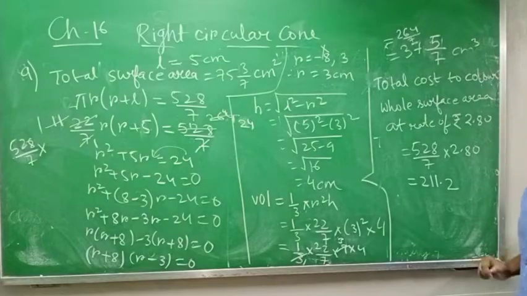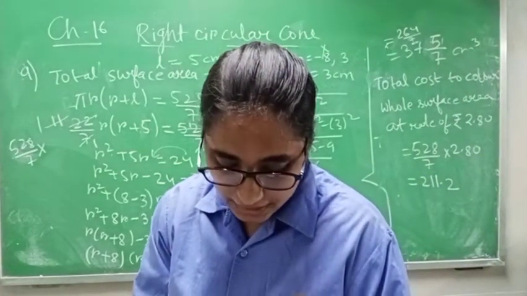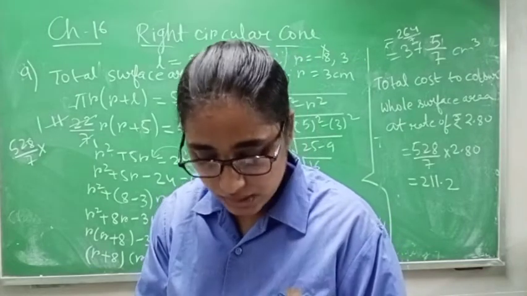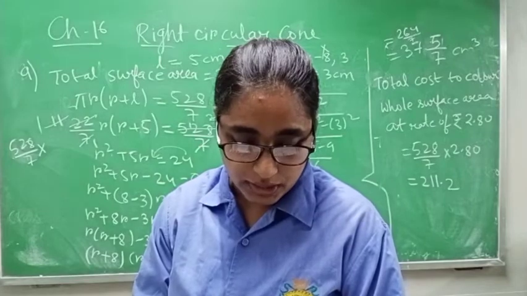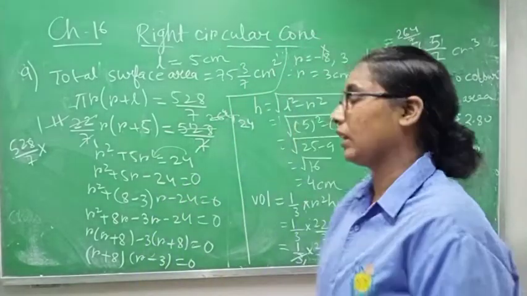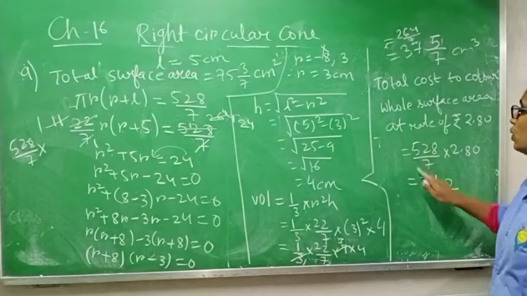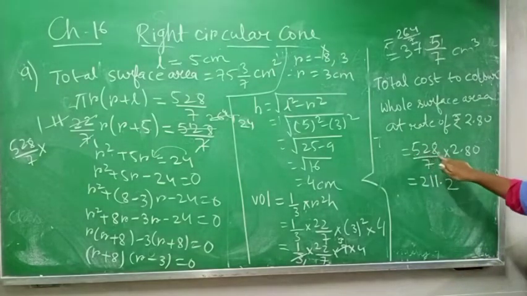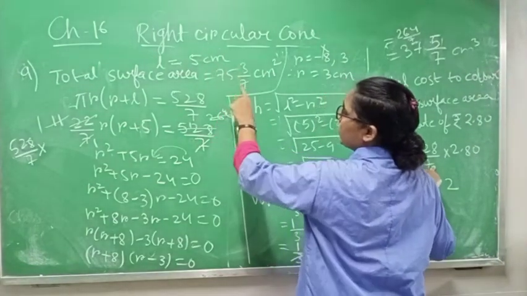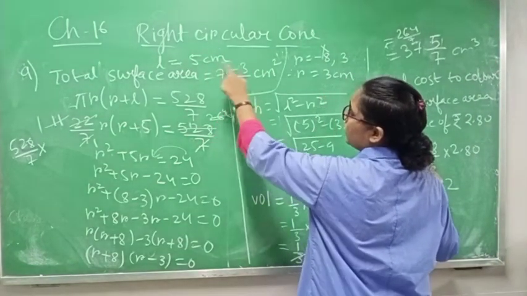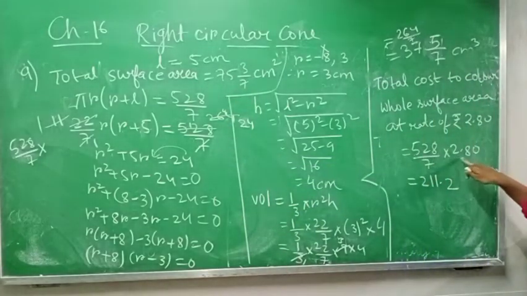Okay, now in the second part they are asking, let us determine the expenditure to color the whole surface of the buoy at a rate of rupees 2.8 per meter square. Same thing. Whole surface area is already given to you. What is the whole surface area? Whole or total surface area is given, 75 3 by 7. When you convert, you are getting 528 by 7 into 2.80.